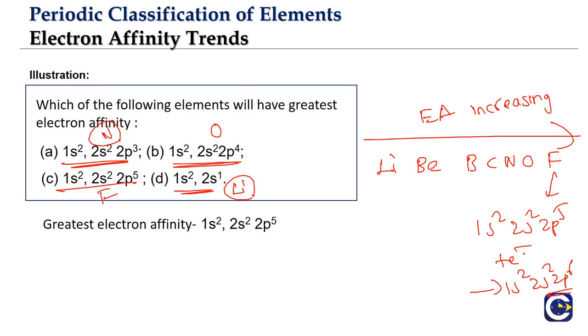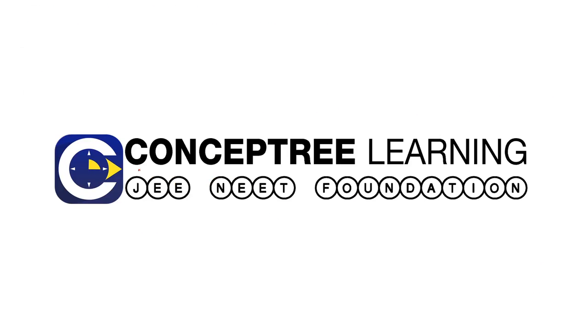So what is the one that will have the greatest value for electron affinity? It is the fluorine, which will have the configuration of 1s2, 2s2, 2p5. So this is about the trend in terms of the electron affinity, and we will see in the next video.